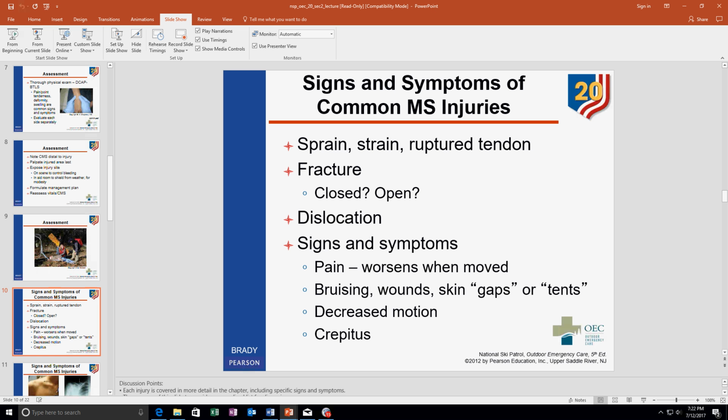A sign is what you see. A symptom is what they tell you. That's important to remember. But you need to question them, and we'll talk more about assessments later. These are signs and symptoms that you're going to see just about any time you see somebody on the hill, when they call for help, or when they come in to first aid on the sleds.